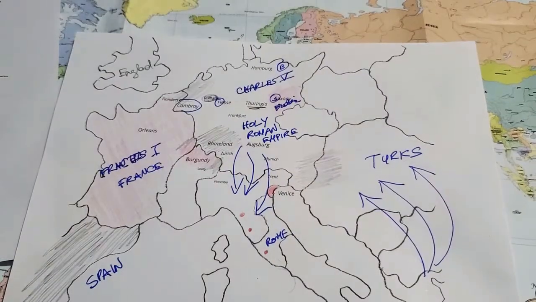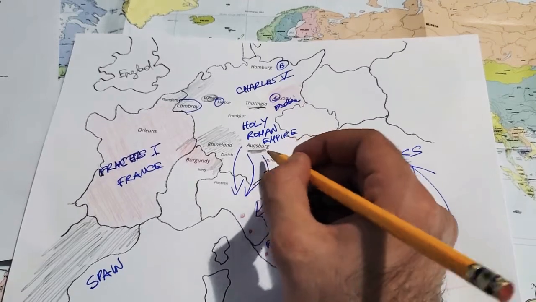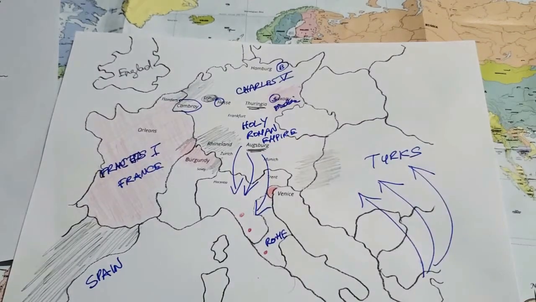So I believe that's in the south of Germany. But here's Augsburg. And that's where Protestantism is also established because they have the Augsburg Confession, as I was saying.